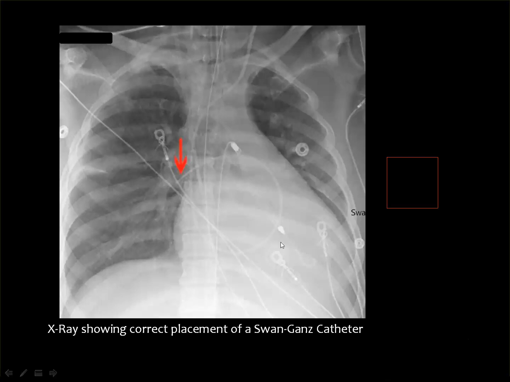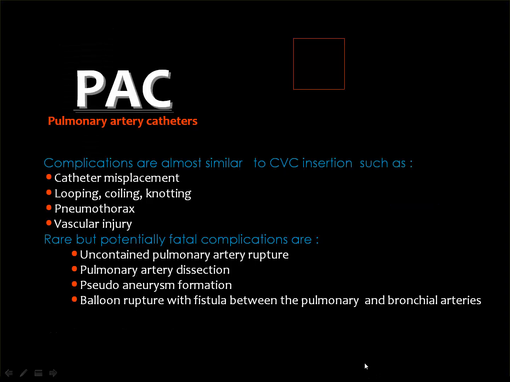Then this is a good position of the Swan-Ganz catheter tip, and you see the tip is here, which is in the range of about 2 centimeters from the hilum. Then what are the complications of the catheter? They are similar to the central venous line complications, including misplacement of the catheter, either too far or too short from the usual position, looping, coiling, or knotting, pneumothorax due to injury of the pleura while introducing the catheter, and vascular injury, either the vein or the adjacent artery.